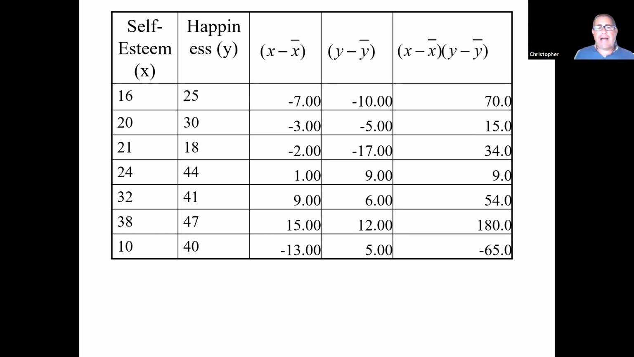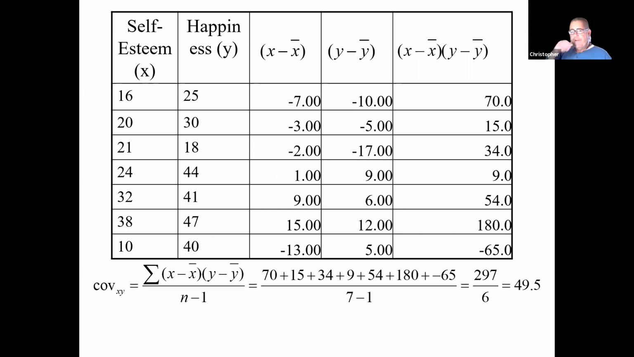Once we have those values, the next step is to calculate the covariance. We basically are just summing that column of x minus x bar times y minus y bar, and that's our numerator. The denominator is 6, so the covariance comes out to 49.5. To get the slope, we just have to take that 49.5 over the standard deviation of x, which is 9.47, and square it, giving us a value of 0.552.